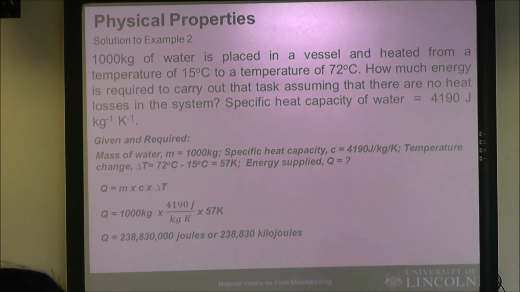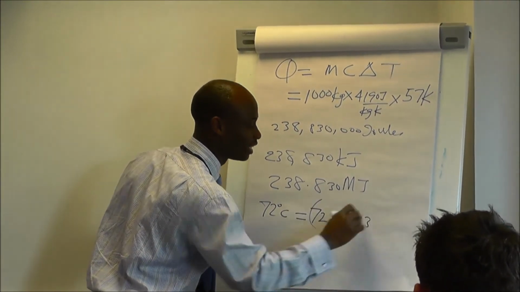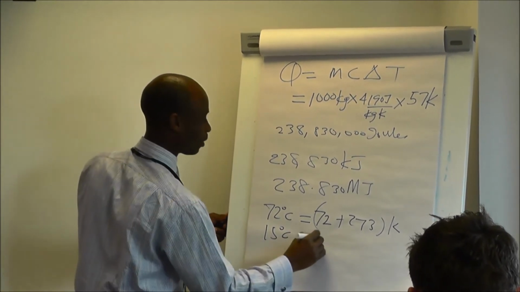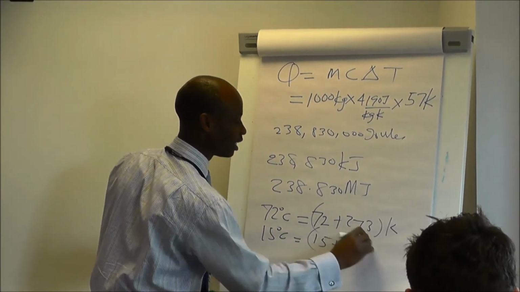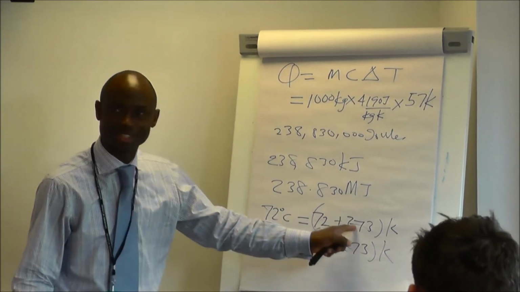You've got 57 kelvins. For the 57, where did we take that from? 72 minus 15, the change in temperature. Yeah, you just subtract them. You should know that your 72 degrees Celsius is the same thing as 72 plus 273 Kelvin, and your 15 degrees Celsius is 15 plus 273 Kelvin. But because you're going to subtract them, this will cancel out. So that's why you don't need the conversion.